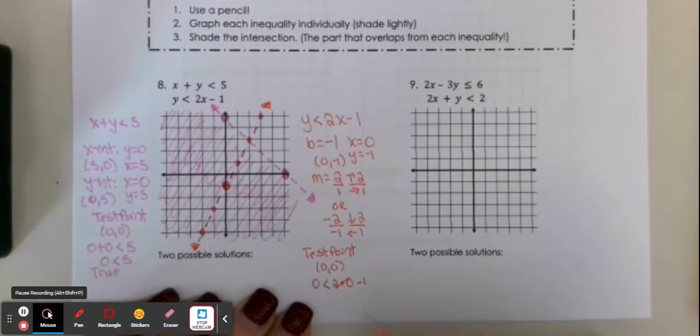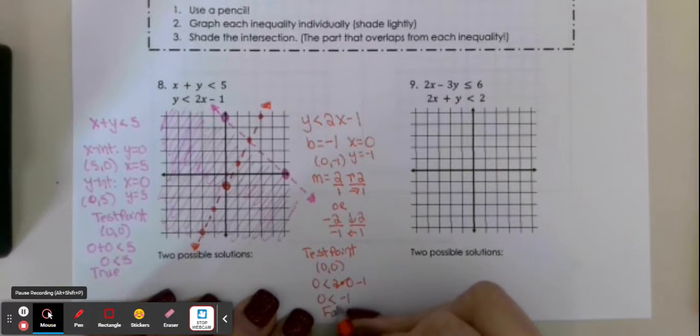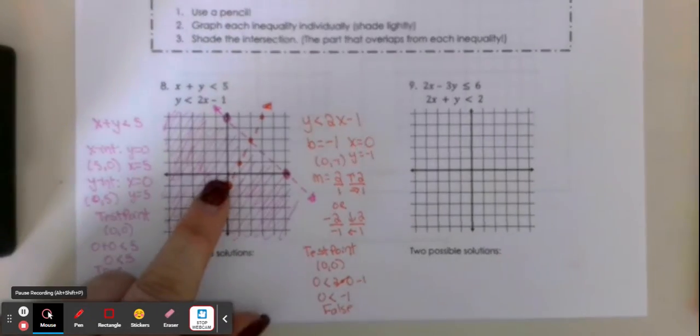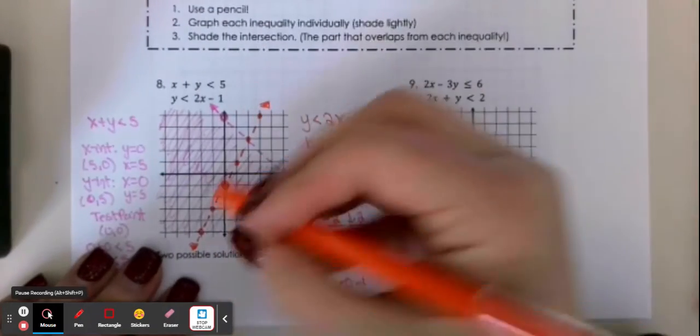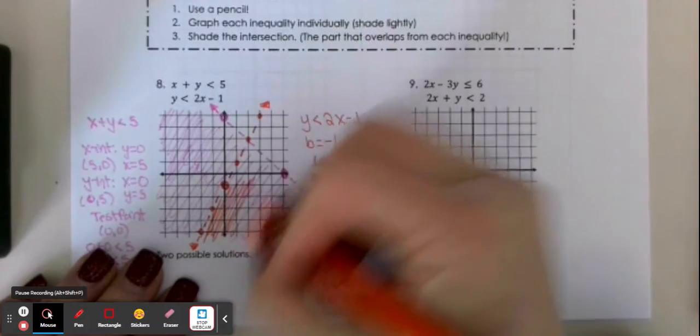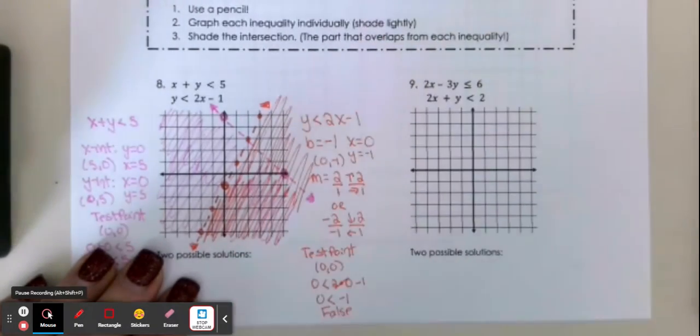I know 2 times 0 is 0. So is 0 less than -1? No, 0 is actually more, so this is a false statement. (0, 0) is not part of this inequality's solution set. So for this inequality, I'm going to be shading over here.